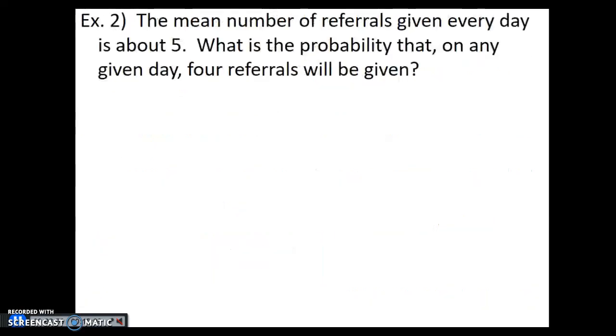So for this example, the mean number of referrals given every day is about 5. That's a made-up number. I don't know what it actually is. We're going to find the probability that on any given day, 4 referrals will be given. So we're going to use this setup where we are going to find a total number, but there's some interval, and that interval for this one is a day. It's a time period. So if the average in that time period is 5, I'm using mu as 5. And x would be 4. We want to find the probability of exactly 4 referrals.